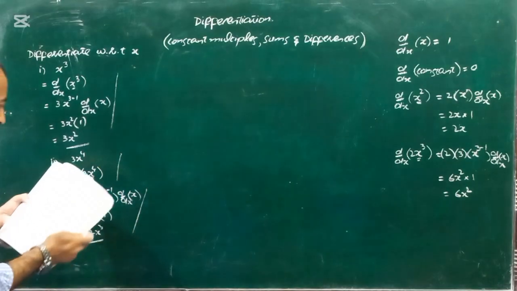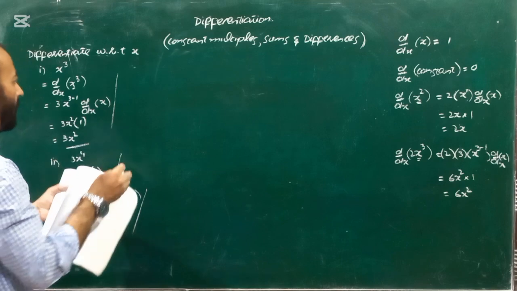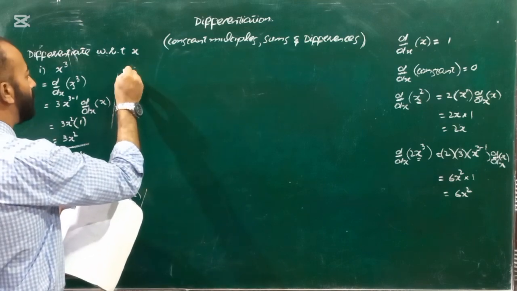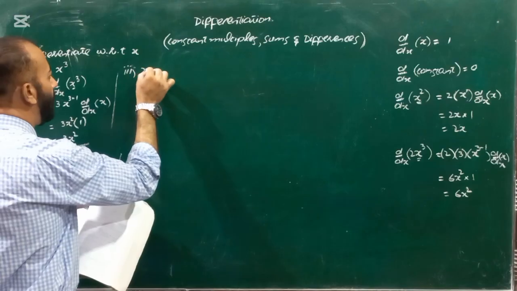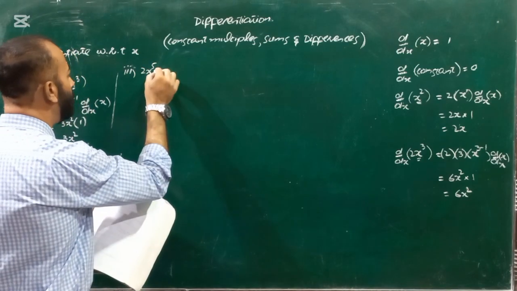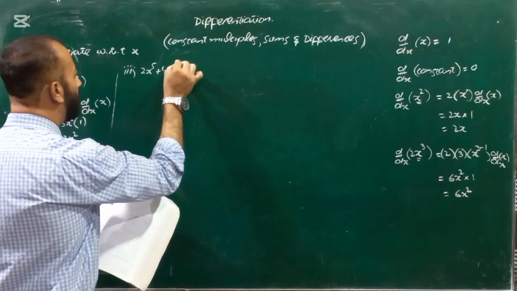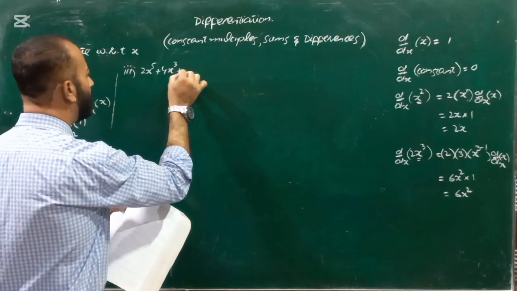Okay, some more questions are here. So look now, another question is, third part, 2x raised to power 5 plus 4x cube plus 6x square.